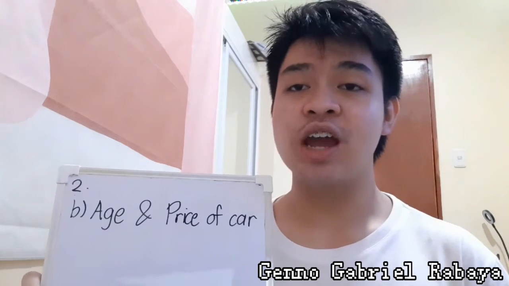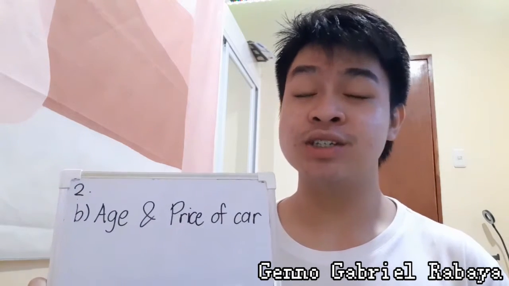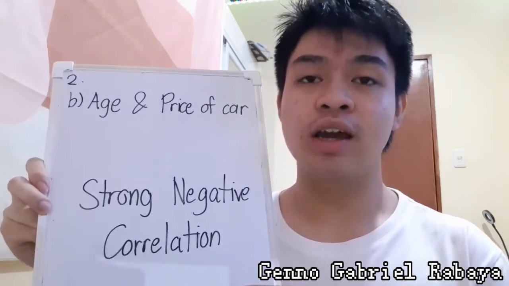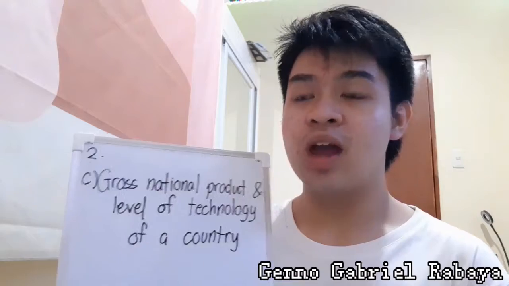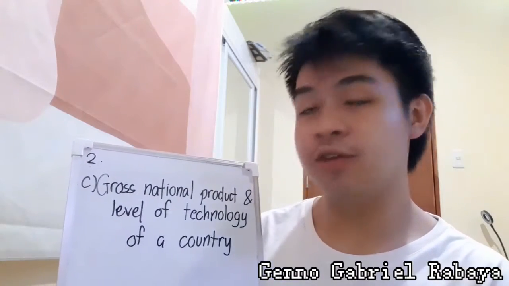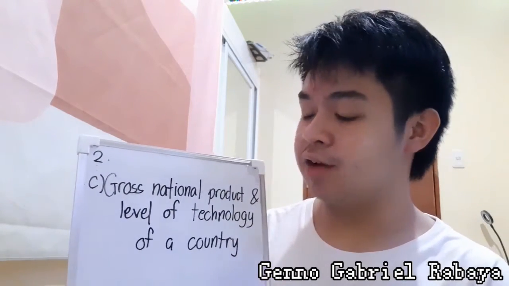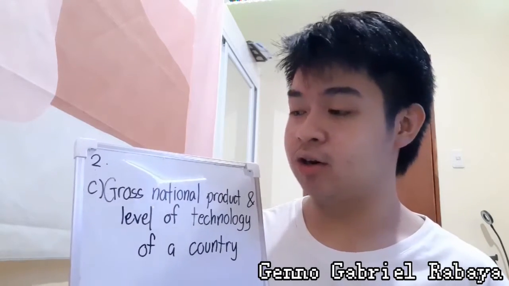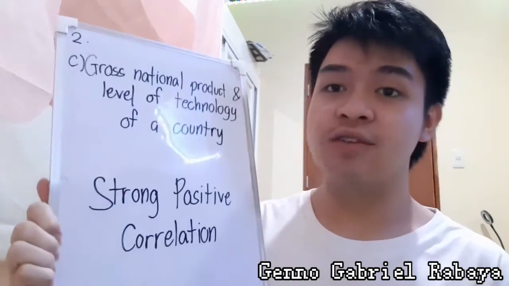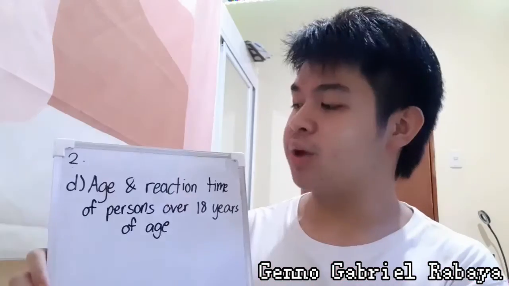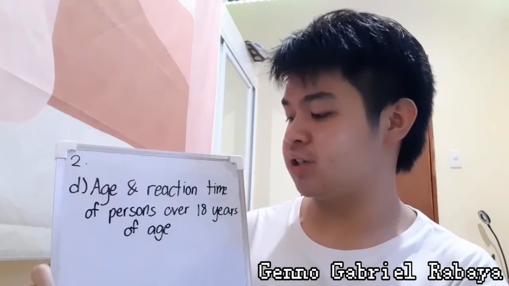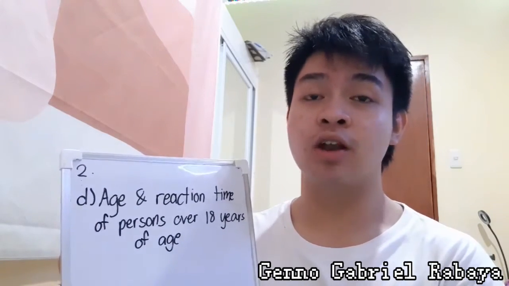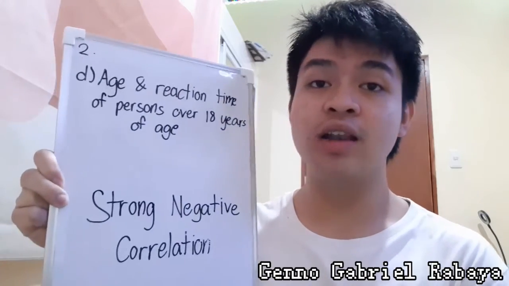Next, we have age and the price of a car. Since a person's age doesn't affect the price of a car they're going to purchase, this would have a strong negative correlation. For letter C, we have the gross national product and level of technology of a country. Since the level of technology of a country is dependent on the gross national product of a country, this would have a strong positive correlation. Here we have age and reaction time of persons over 18 years of age. Since a person's reaction time isn't fully dependent on a person's age, this would have a strong negative correlation.